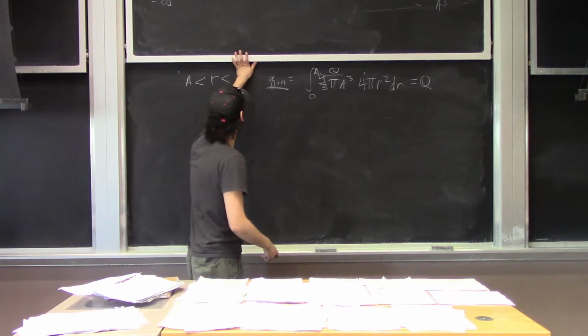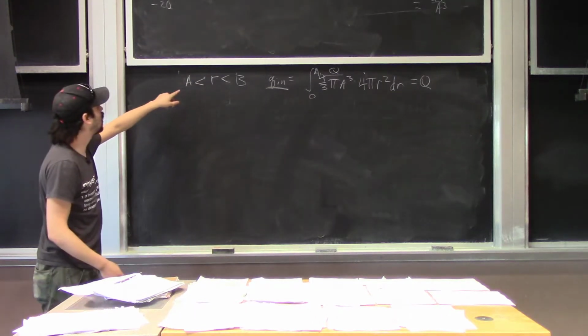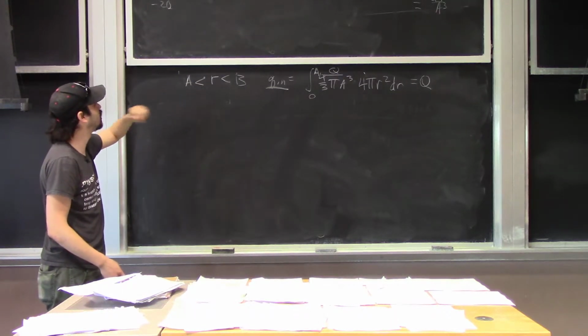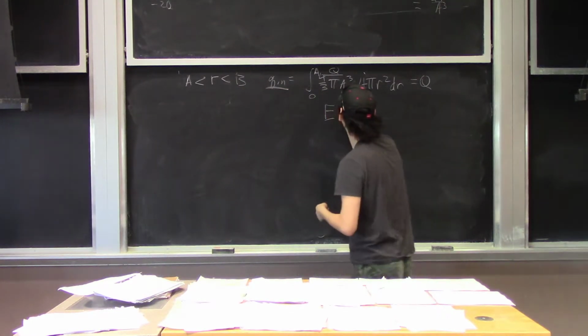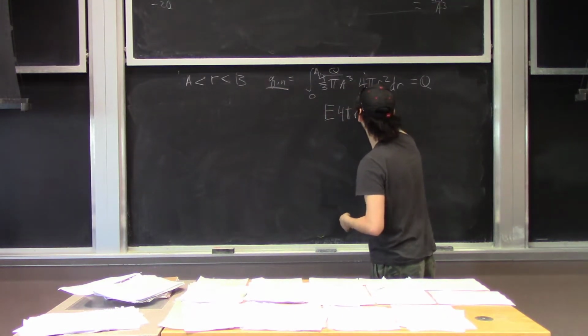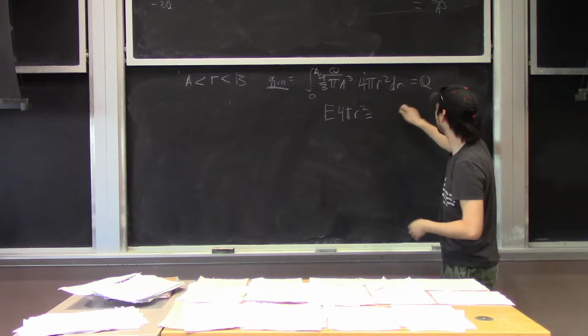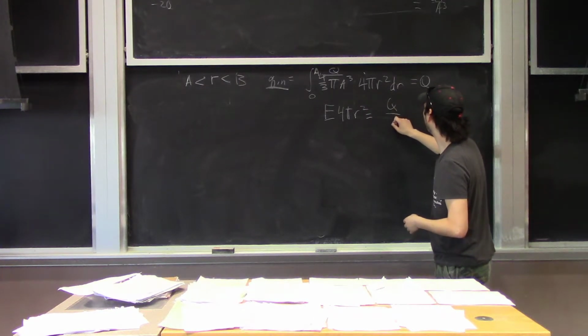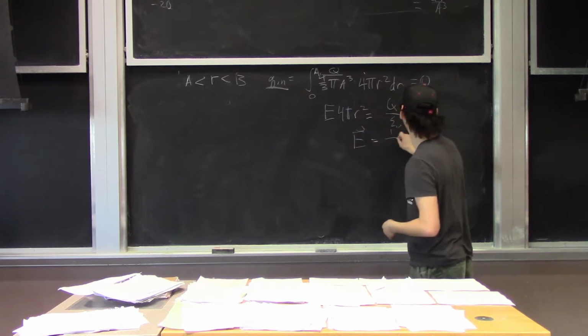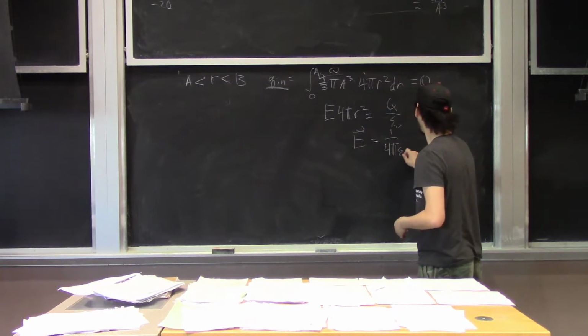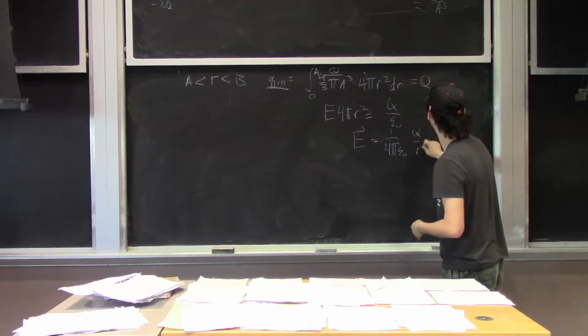Okay. So that's R between A and B. So this is just Q, and so actually to evaluate Gauss's law here gives us something pretty nice, because Qin is just Q divided by epsilon naught, and so this is actually just our familiar electric field due to a point charge.